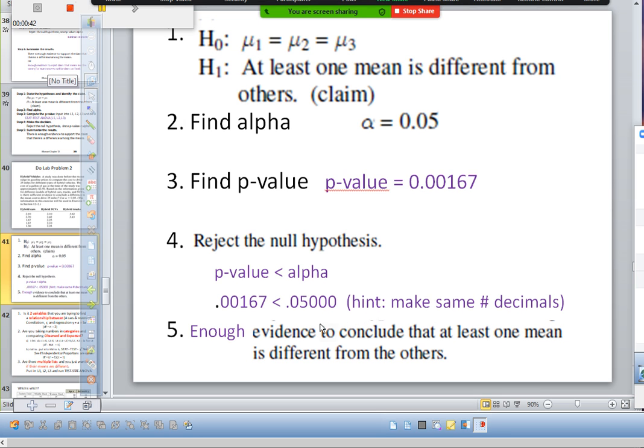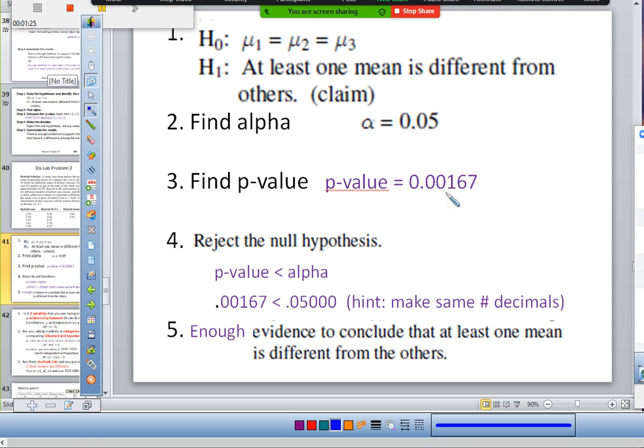And again, if you have trouble with these decimals, make them the same number of decimal places. And yes, this is 5 decimal places, and the last one was 4, but because it's 3 sig figs, I care about how many sig figs I have. Here I have, go to your first non-zero, so this is my first one, my second one, my third one, 3 sig figs. That's what we care about. So it's all about the sig figs. Okay. So there's enough evidence to conclude that at least one mean differs. That's all you need.